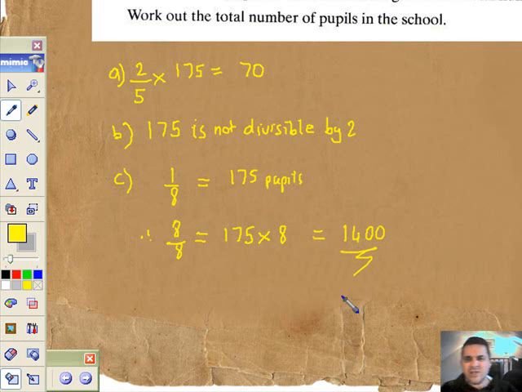Alright, did you like that logic? If 1/8 of them is 175, then the whole amount must be all 8/8 of the entire school. So 8 lots of 175, 1,400. That's it. And that's Unit 1 done, finished, and I hope my machine behaves for the next bit of work I've got to do.